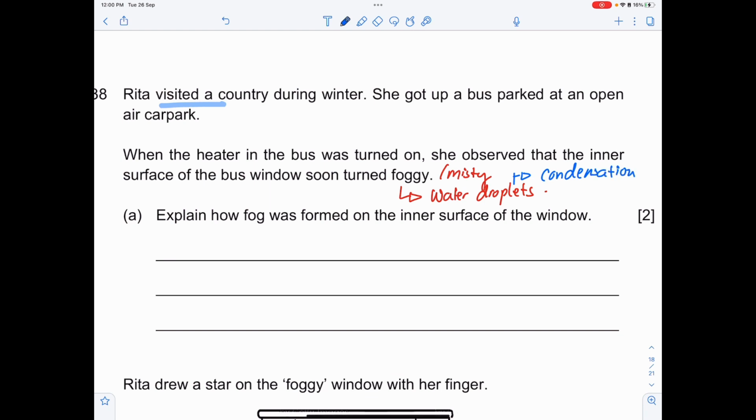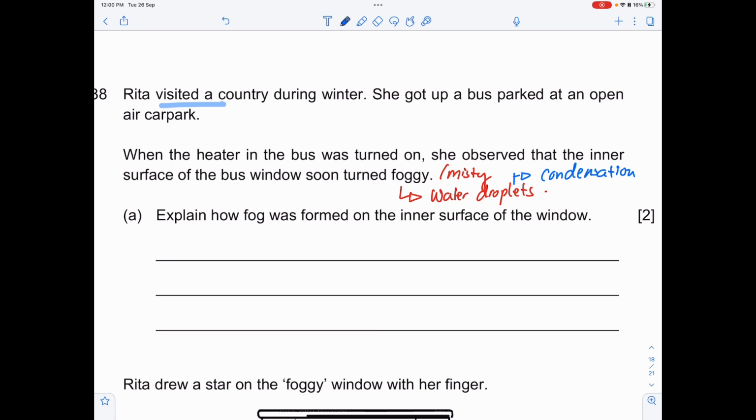So you need to think about it. There are two aspects of the water cycle: evaporation and condensation. But this question is focusing on condensation. Now, when it comes to condensation, the most important thing is to identify two things.